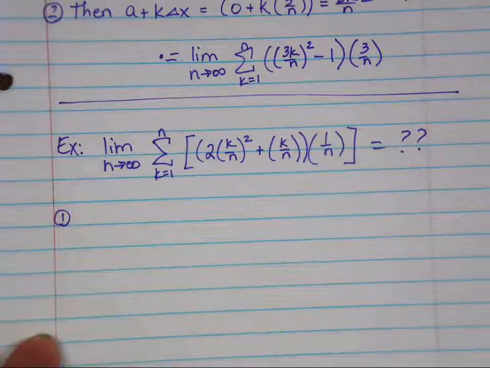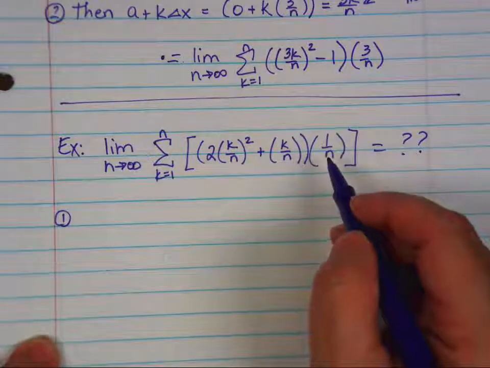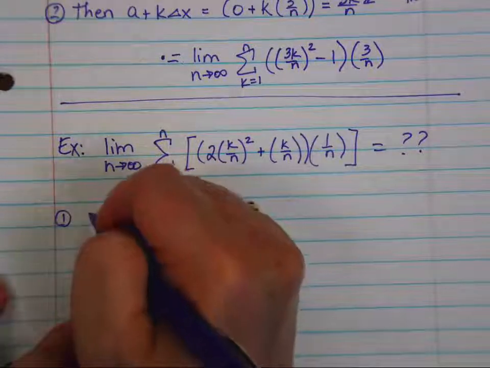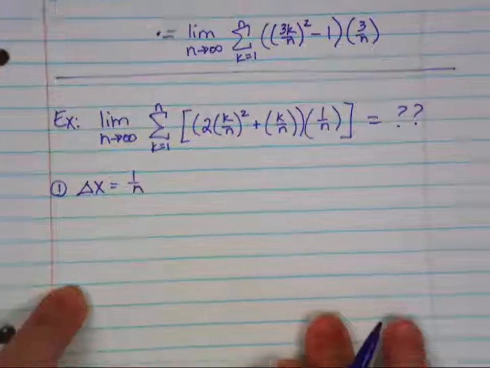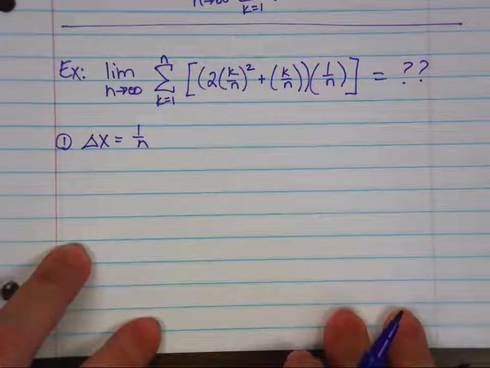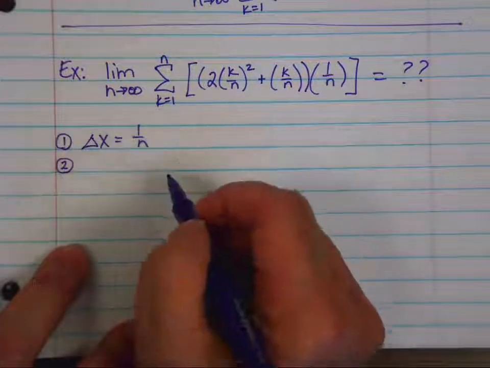Okay, looking at that problem, what do you see? What do you know? Do you know what delta x is? What is delta x? 1 over n, because it is at the end of the problem. So the first thing you do is write down what delta x is. It is 1 over n. Very helpful. I need that. And it's almost the same steps as before.